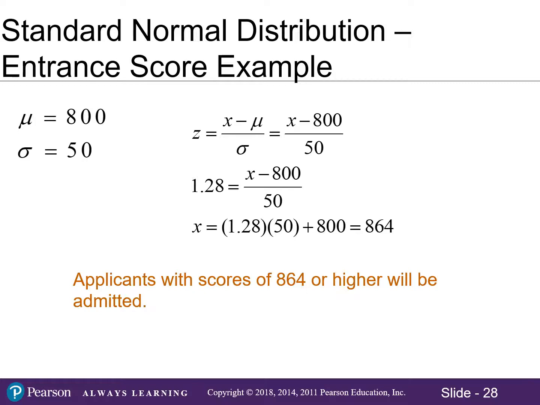So I'm going to take that knowledge and convert it. So I know my z, put that in there. I know my mean, it's 800, put that in there. I know my standard deviation, it's 50, I'm going to put that in there. And then all you need to do is solve for x.